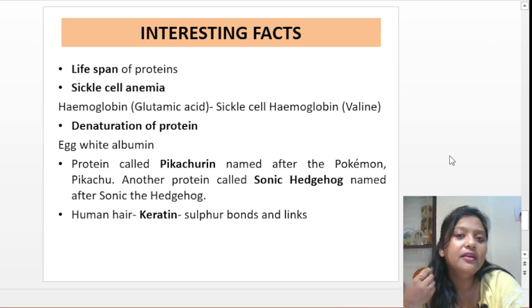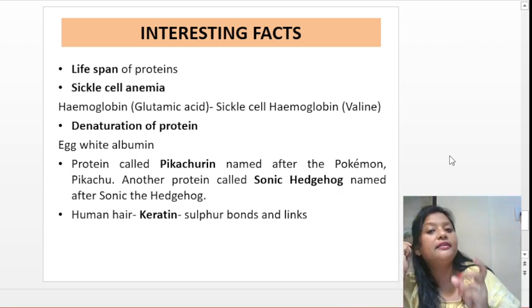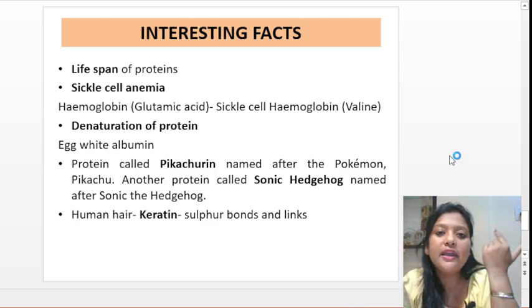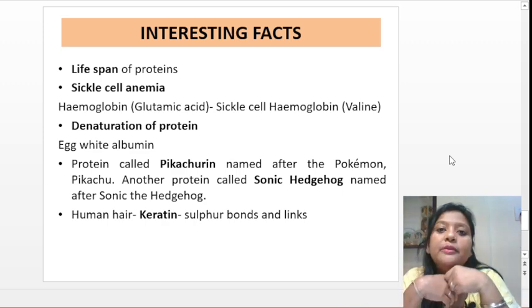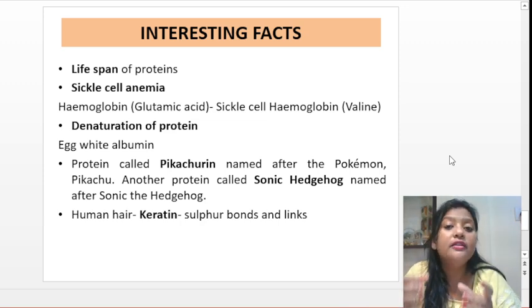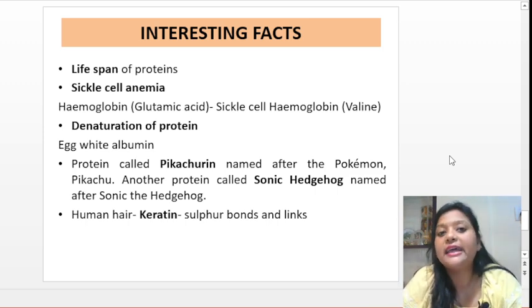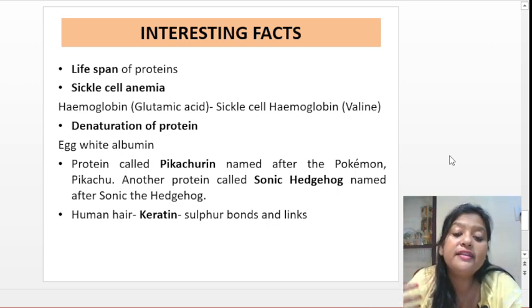Also, in our hair, we contain keratin protein. Human hair contains keratin protein. Now, in this keratin there are sulfur bonds. You have seen some people have curly hair, some have straight hair. Since our hair contains keratin protein and keratin contains sulfur bonds, the more sulfur links, the curlier the hair gets. Suppose a person's hair is very curly, then we can say that the keratin present in the hair contains many sulfur links.